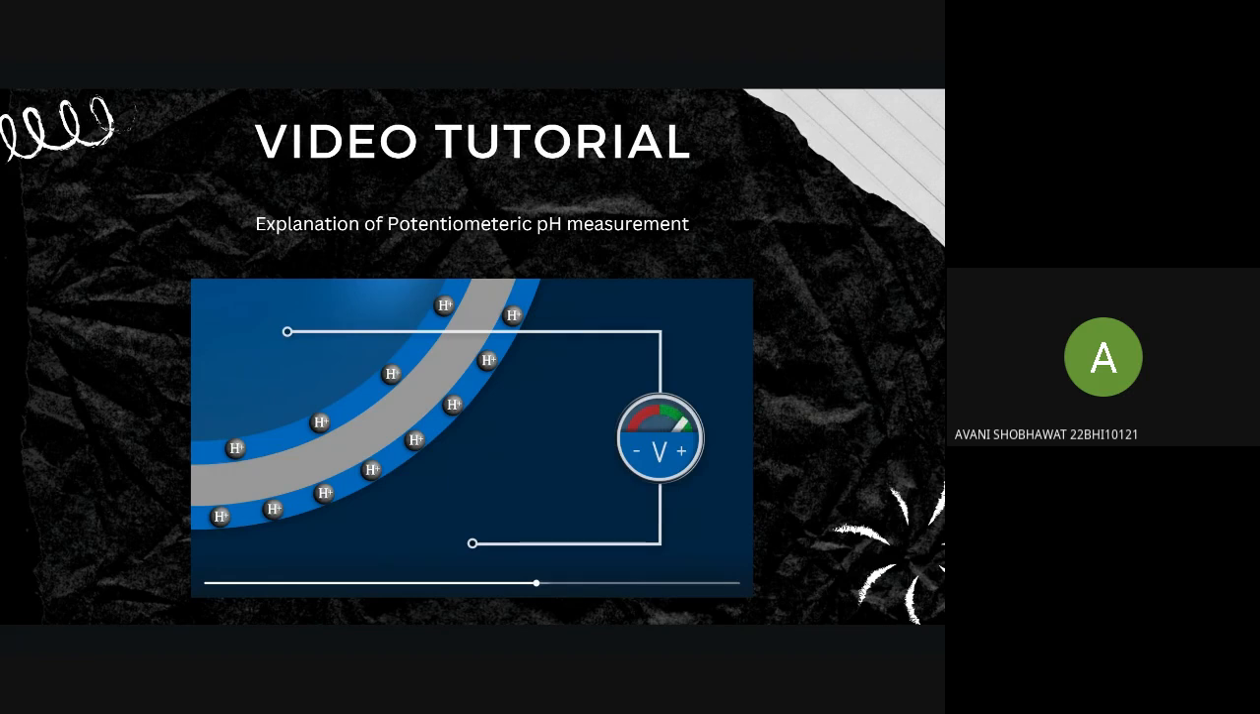measurable potential difference forms. If the hydrogen ion concentration on the inside is lower than on the outside, as shown here, the measured solution is acidic with a pH value lower than 7. If the hydrogen ion concentration is identical on both sides, no potential difference forms and the measured solution is neutral with the pH value 7. The measured solution is basic if the hydrogen ion concentration inside the glass bulb is higher than in the measured solution.